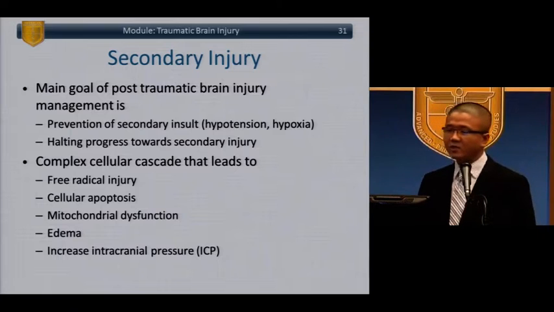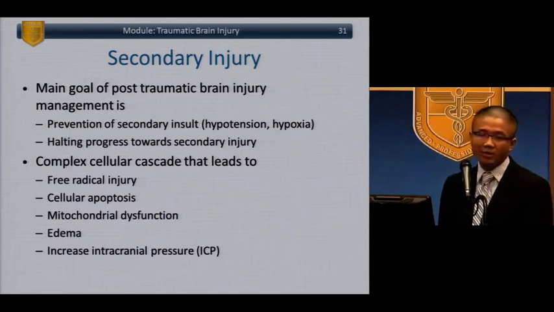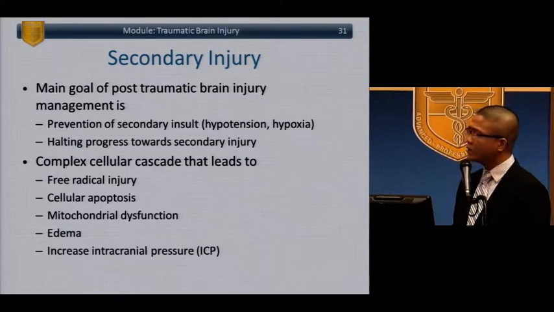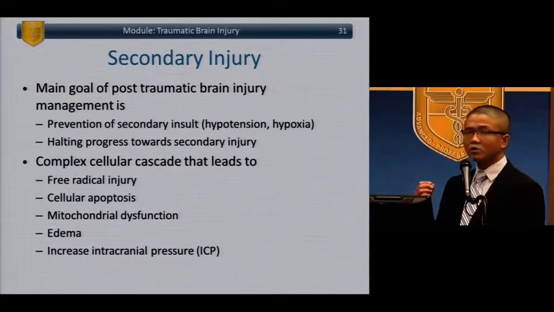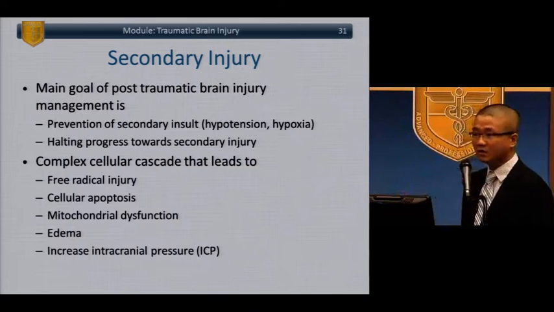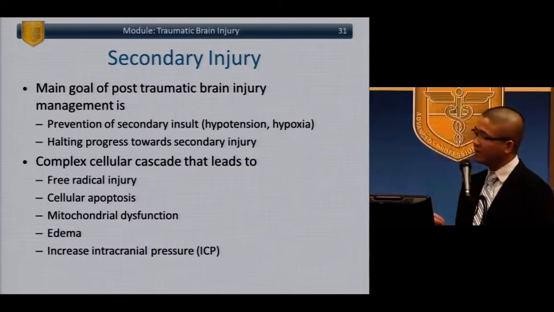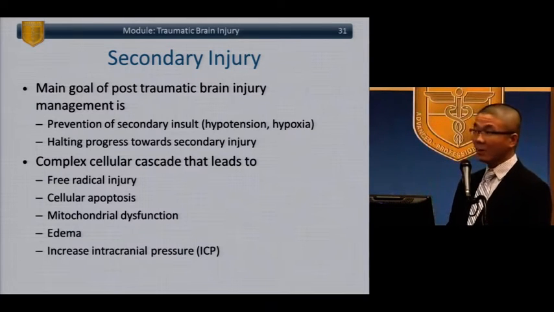Secondary injury, right? So again, the main goal for the post-traumatic brain injury patient is that we want to prevent hypotension and hypoxia. There's very little we can do necessarily to control the amount of swelling as a result of their contusion or their subarachnoid, but we certainly do our best to try to halt or slow down that process if we can. And we definitely don't want to contribute to that process by having a hypotensive patient who's not getting enough cerebral perfusion pressure, okay?